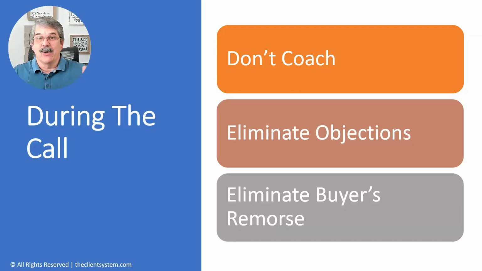The other thing you want to do on the call is eliminate buyer's remorse. There's actually a chemical process that occurs in our brain. And what happens is they immediately think, I shouldn't have done this. Deal with it. Just prepare them for it, especially when you're doing higher ticket purchases.